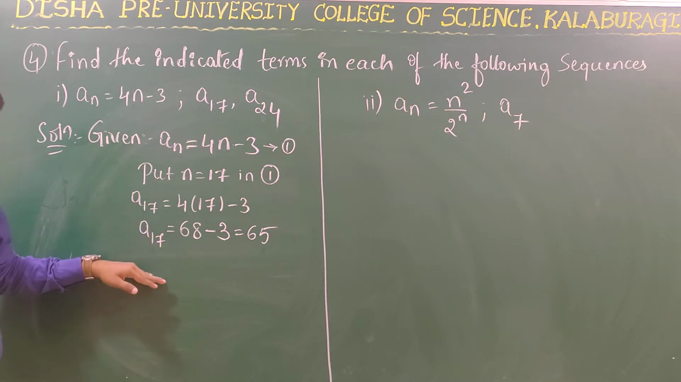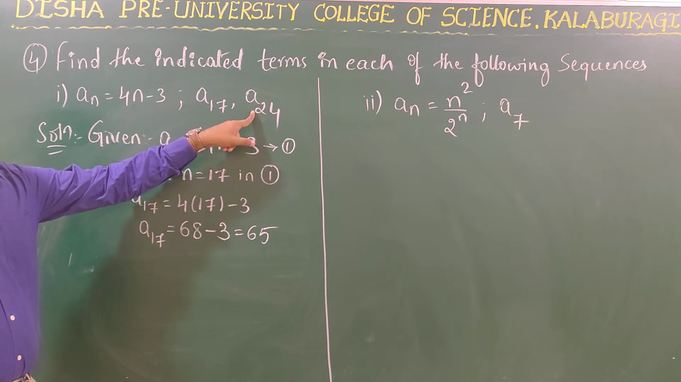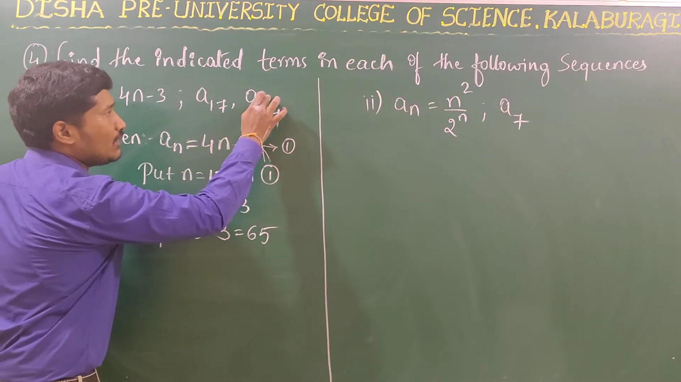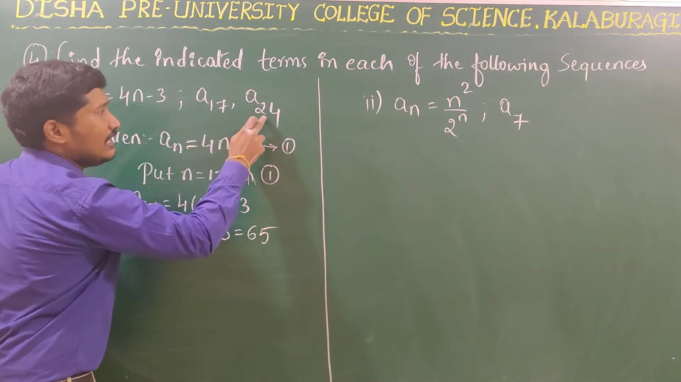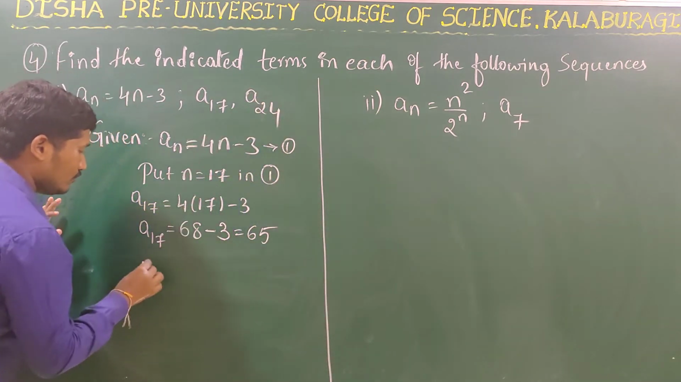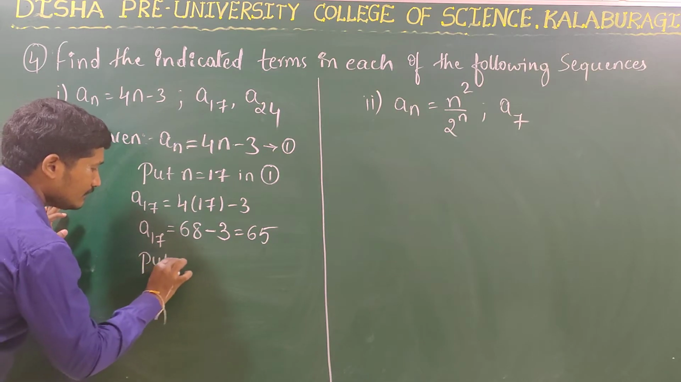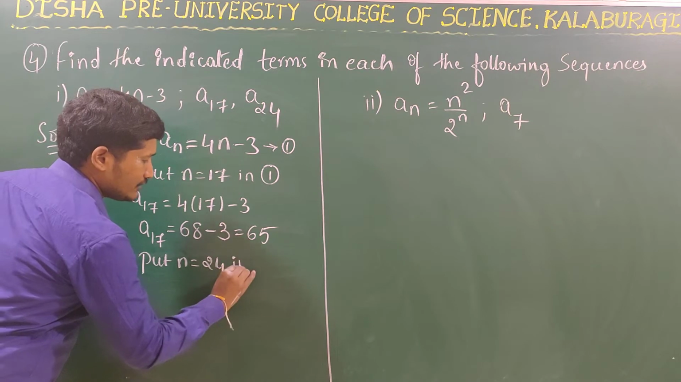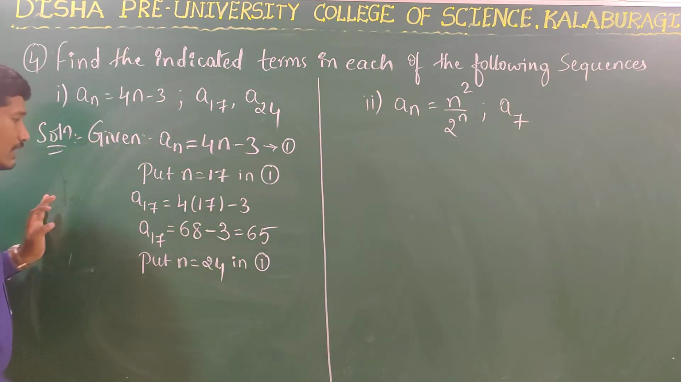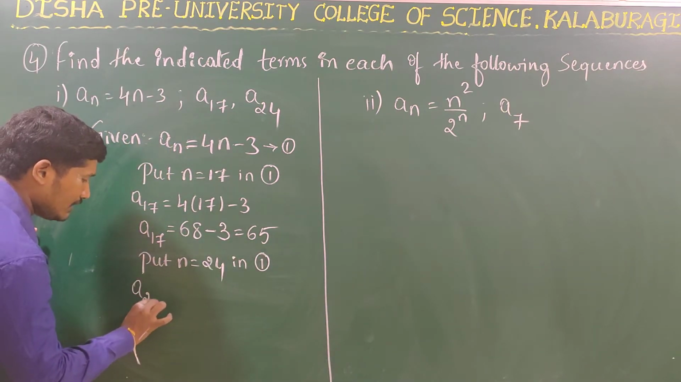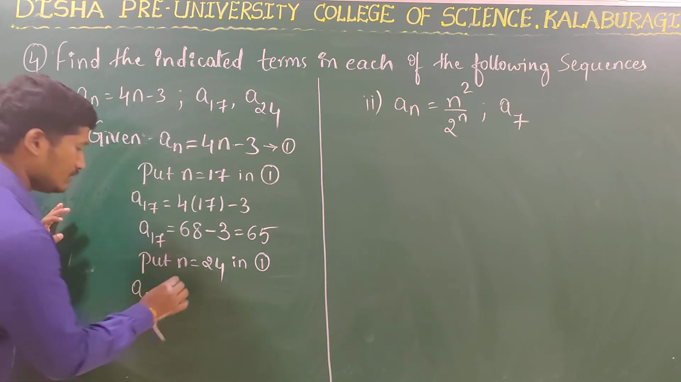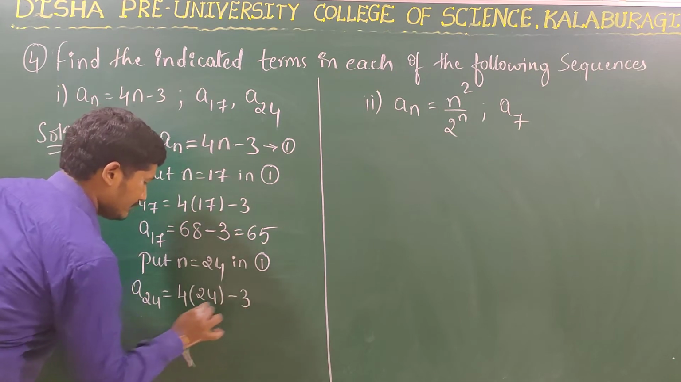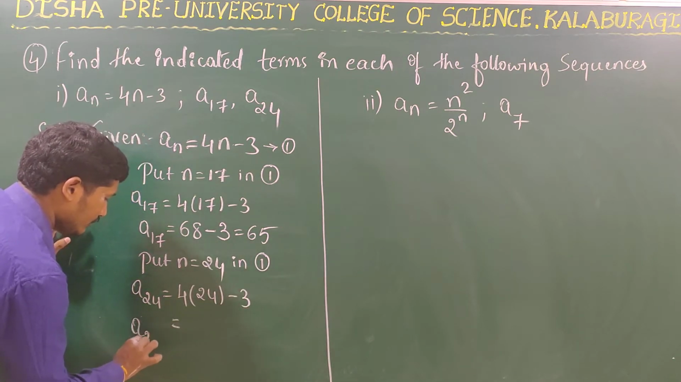So in the same way, let us find out the 24th term of the sequence. To find the 24th term, what is your value of n? N is equal to what? 24. So put n is equal to 24 in equation number 1. So it becomes what? A24 is equal to 4 into 24 minus 3.